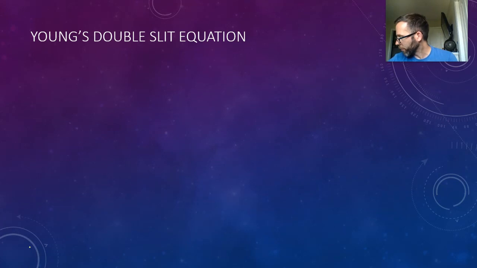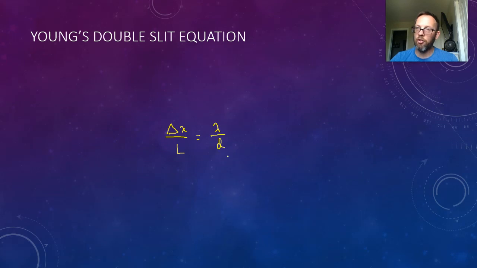You guys should have lots of room on the front side of this sheet, where we had the last diagram. So if we rearrange things, we get this: delta X over L equals lambda over D. So the ratio of the wavelength to slit separation is the same ratio as the distance between your fringes and how far away the screen is. So this is awesome. This is Young's double slit equation.